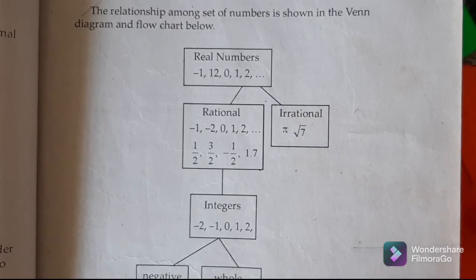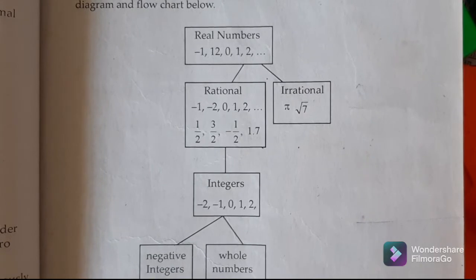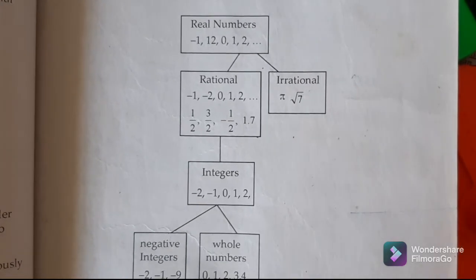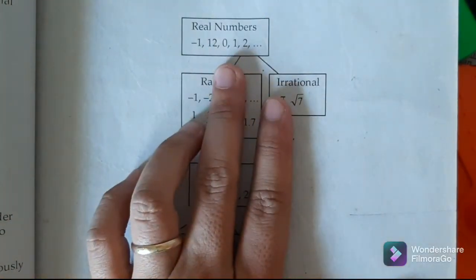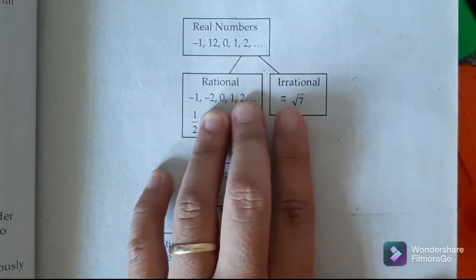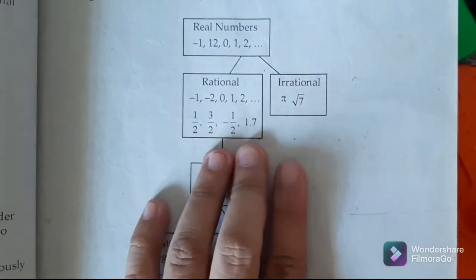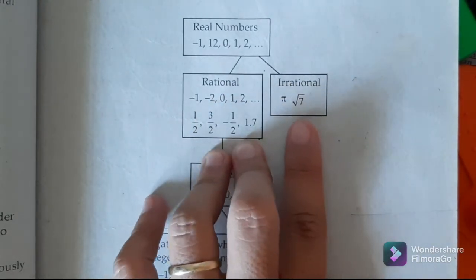Para mas maunawaan ninyo mabuti, we may also use a flowchart. Okay? Flowchart of the real number system. So again, real numbers. Ayan. Ang real numbers natin sa dalawa, the set of rational and irrational. So these are the examples you have there.